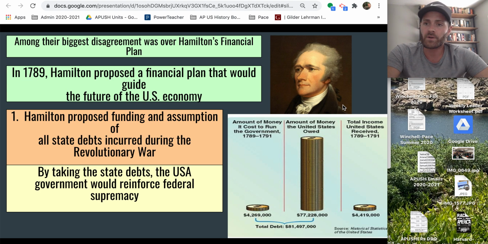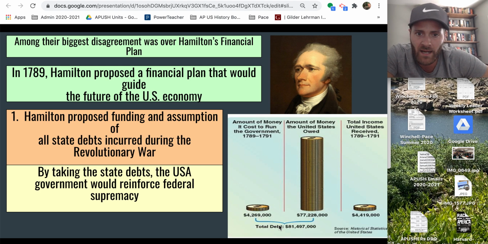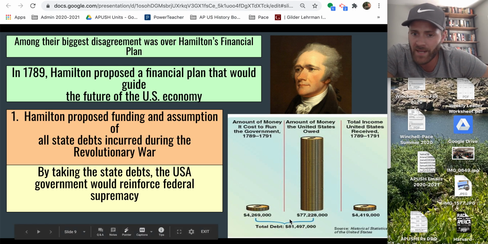It worries people that are in favor of states' rights, the states have more authority, that the federal government's exerting, again, more and more power over the states. But look at my data here. The U.S. owes about $81.5 million, right? And they owe $77 million. It costs about $4 million a year to run the government. The government's very small at the time.